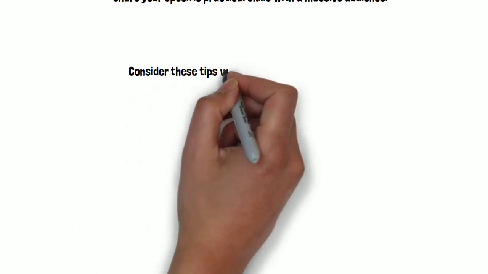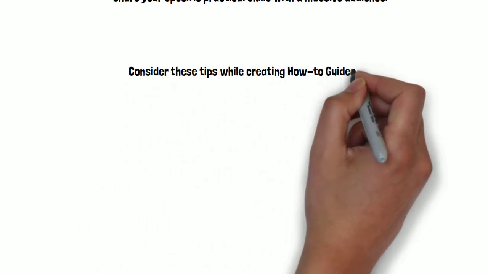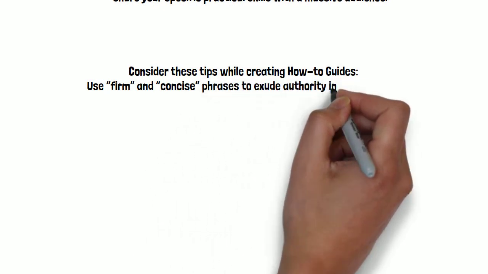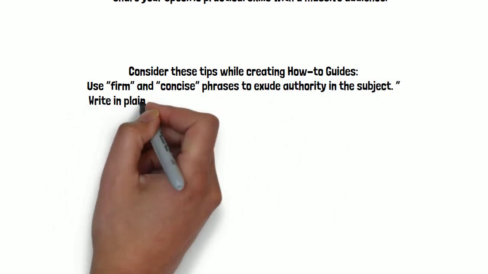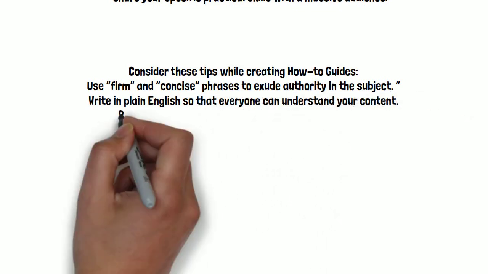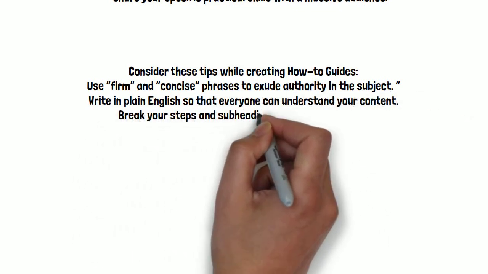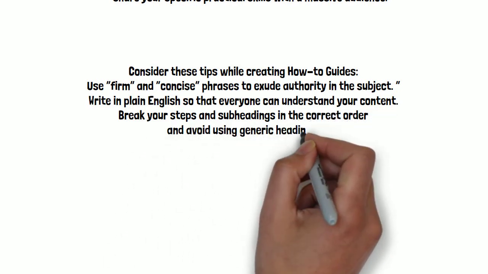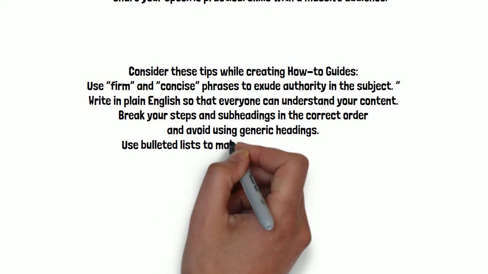Consider these tips while creating how-to guides. Use firm and concise phrases to exude authority in the subject. Write in plain English so that everyone can understand your content. Break your steps and subheadings in the correct order and avoid using generic headings. Use bulleted lists to make your guide easier to follow.